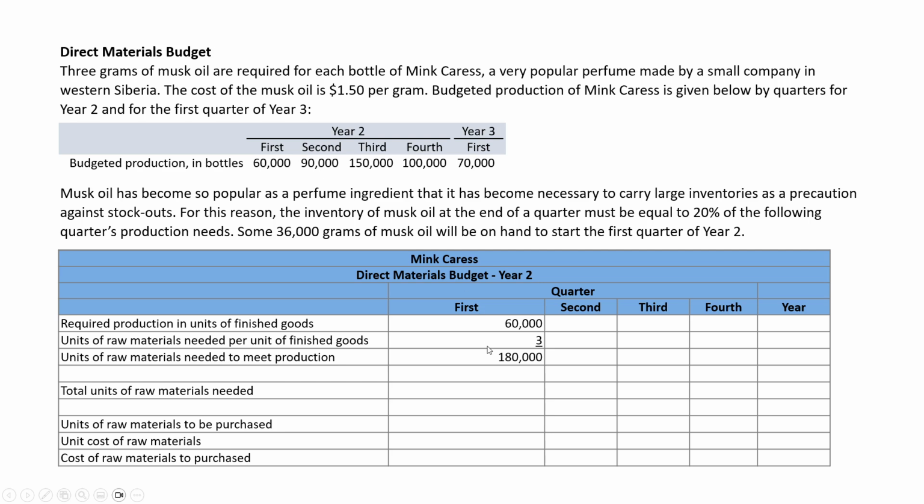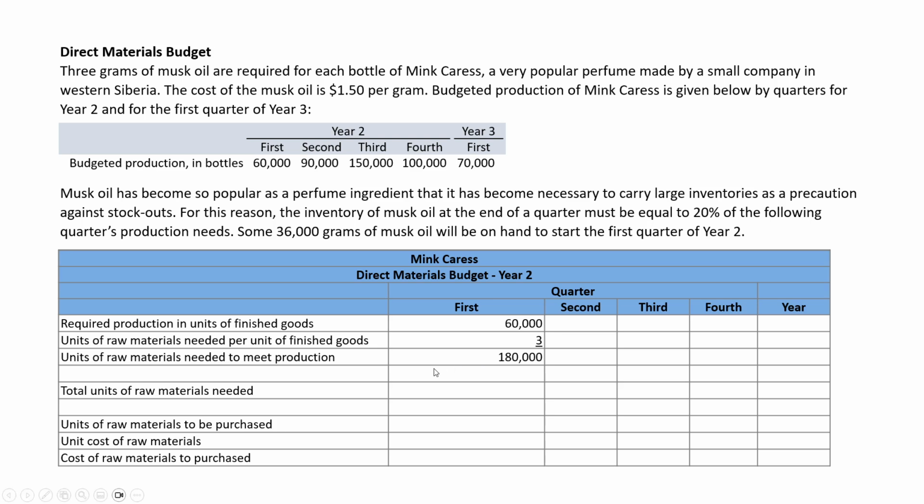Now, why am I then multiplying it times 3? Because we're focused on the musk oil, and each bottle of perfume is expected to use 3 grams. So 3 times the 60,000 bottles of perfume budgeted in production for the first quarter means we expect that we need 180,000 grams of raw material to meet that production.